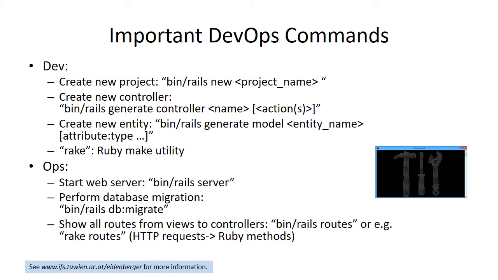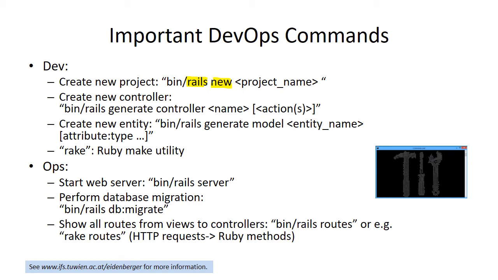Okay, DevOps commands. On the development side, you can create a new project by saying with the Rails command, which is of central importance here, please create new project. You give it a name, like for example article or whatsoever, or news project, news blog, something like that, and it creates a lot of things in the background.